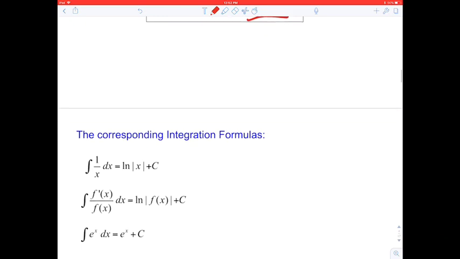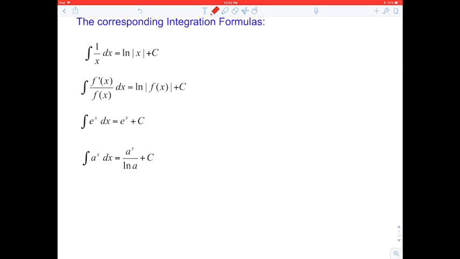Now let's look at the other formulas. The first one is what we just talked about: the integral of 1 over x dx is ln of absolute value of x plus the constant c. The second one is the same formula, but we're using u substitution, or if you would like to look from the differentiation perspective, the chain rule is involved.